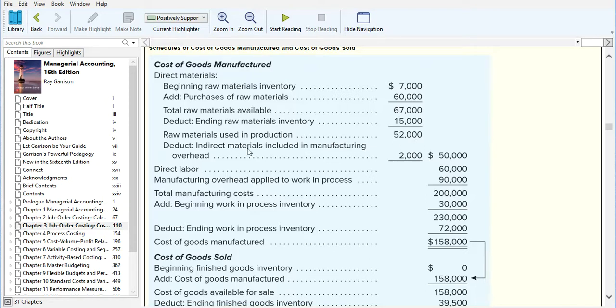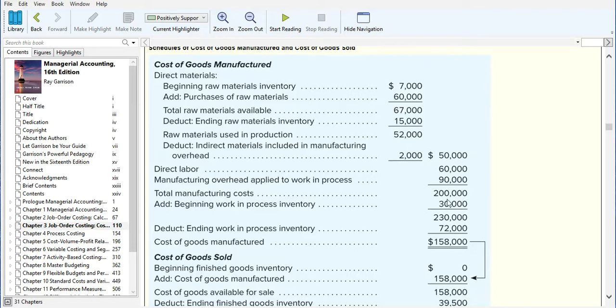We deduct any indirect materials we identify. In this case, they had 2,000. And then we have direct labor we're going to add in. We have the manufacturing overhead that was applied. We add that in. And this is going to be total manufacturing costs that we identify. So these costs are for direct labor and materials and manufacturing overhead.